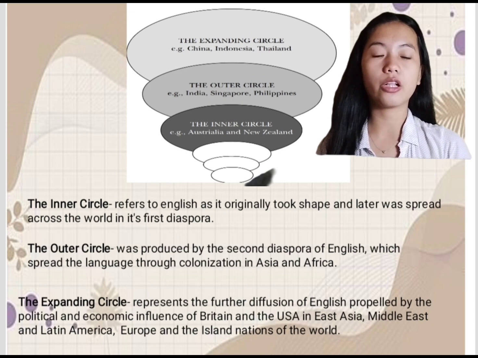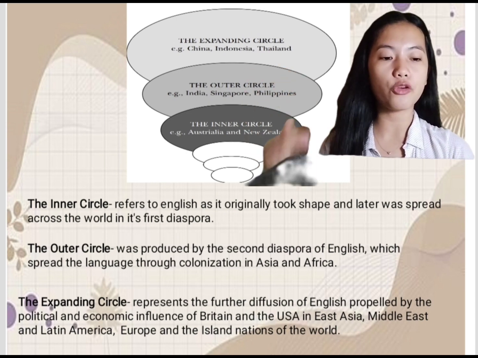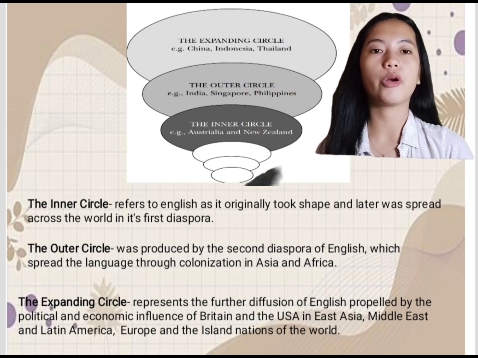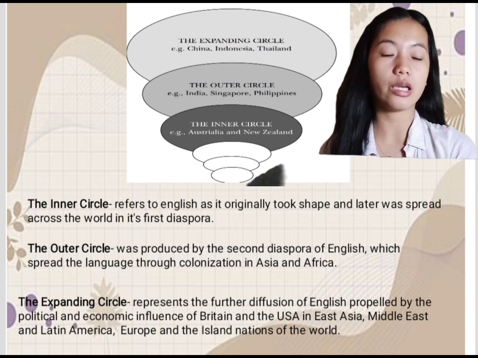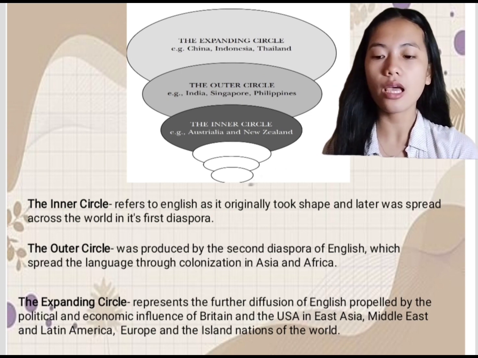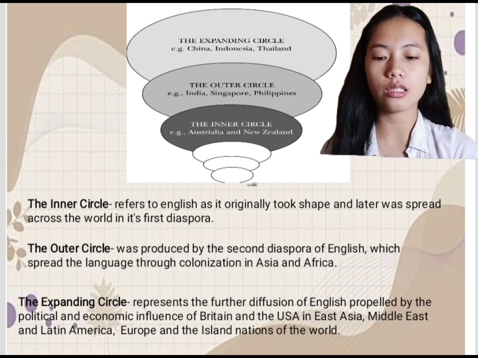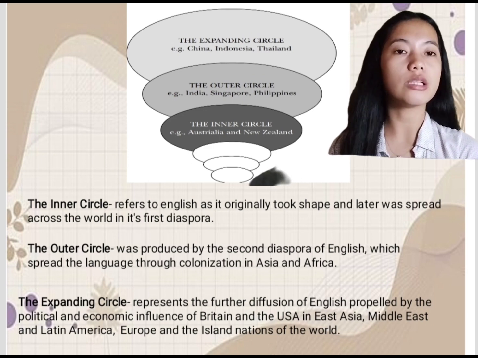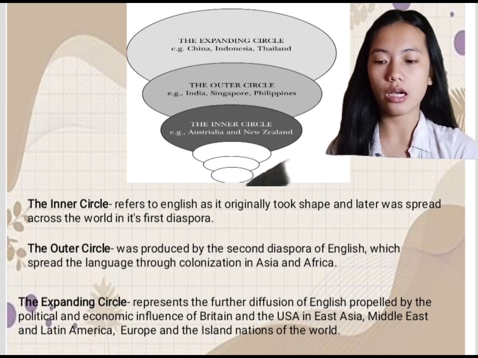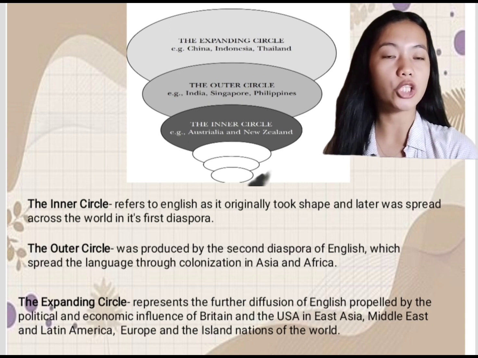The expanding circle represents the further diffusion of English, propelled by the political and economic influence of Britain and the USA, in East Asia, the Middle East, Latin America, Europe, and the island nations of the world.